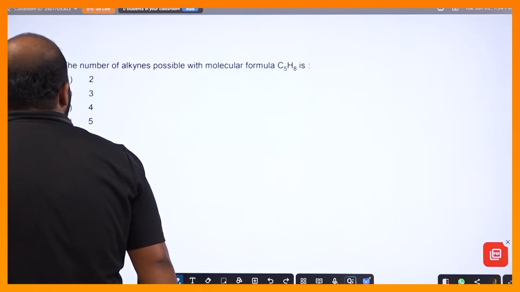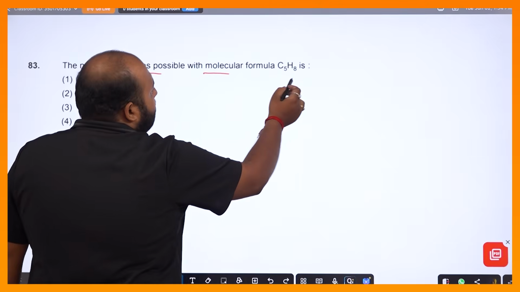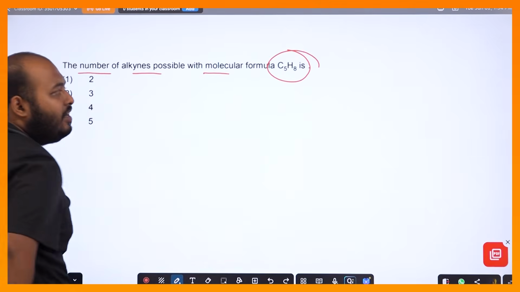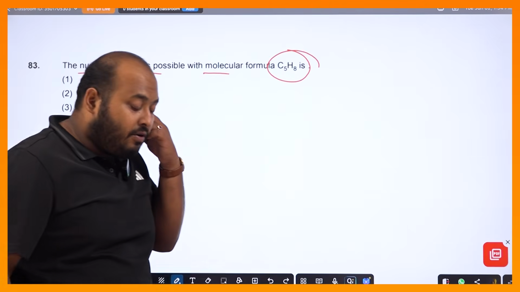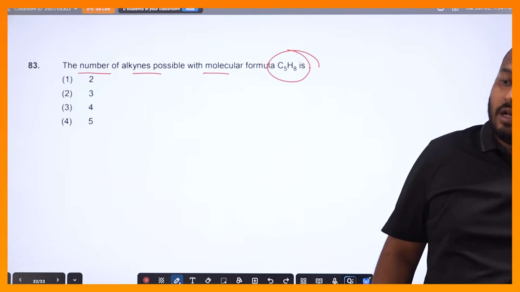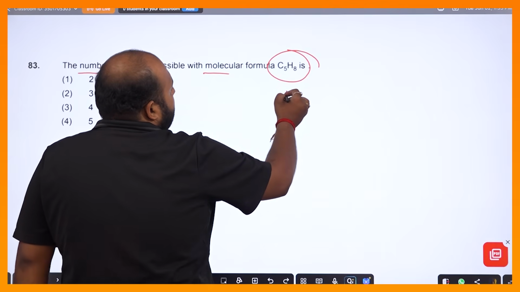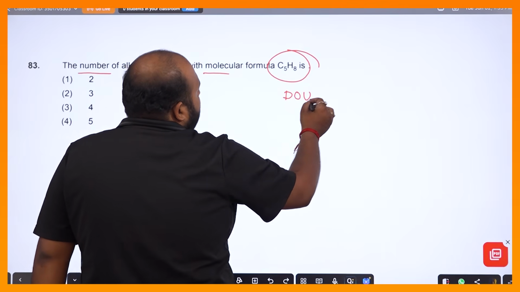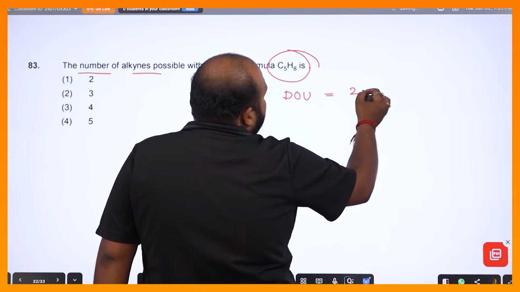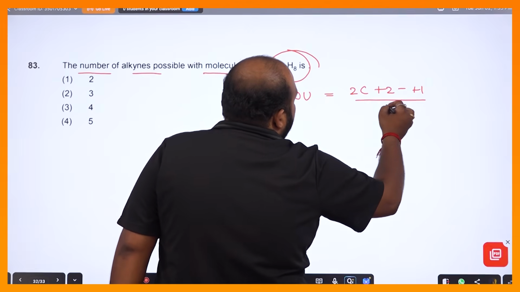So this is a question. It is asking the number of alkynes possible with molecular formula C5H8. So it is only asking for the alkynes, not any other kind of structures. So let us check it. First we should calculate the degree of unsaturation. The formula to calculate will be (2C plus 2 minus H) by 2.